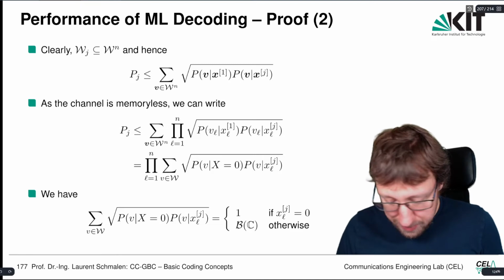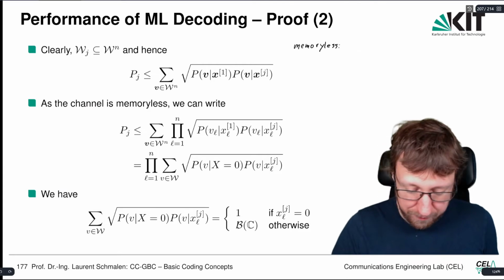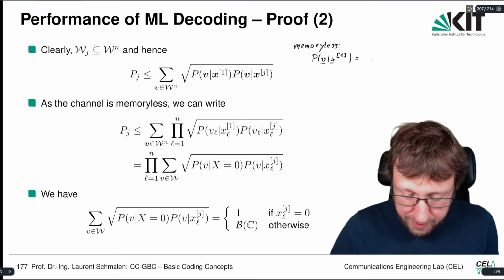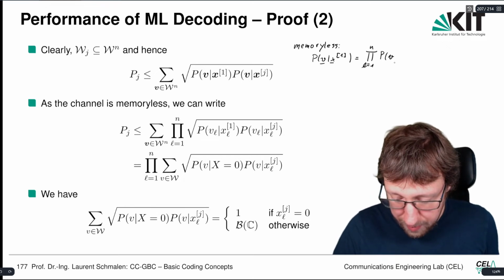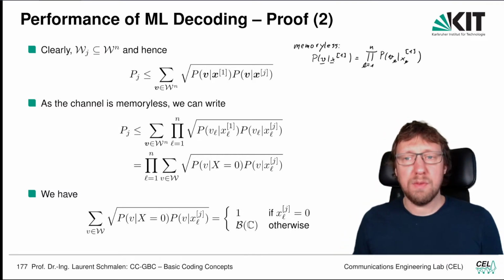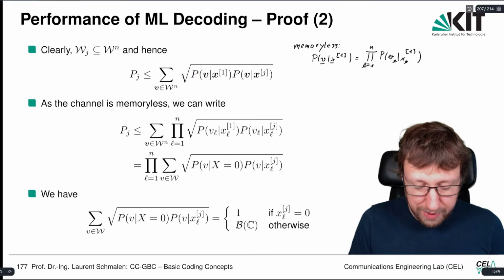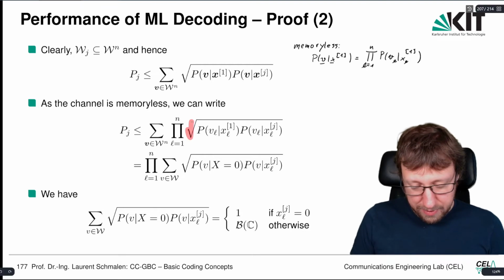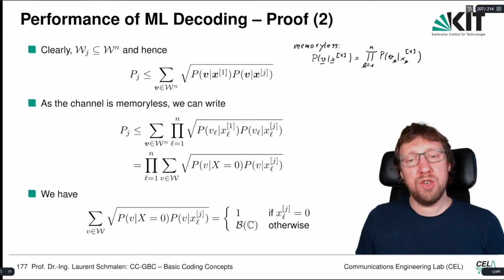Now we use the memorylessness of the channel. Memoryless means that p of v given x1 to xn is equal to the product from l=1 to n of p of vl given xl. So we just insert the memorylessness here, then we get the sum over a product, and we get the product over p of vl given xl1 times p of vl given xlj.